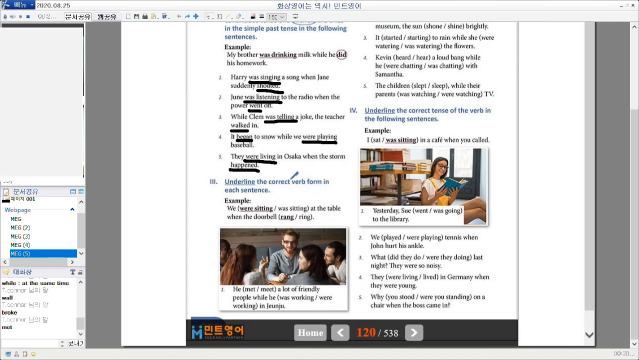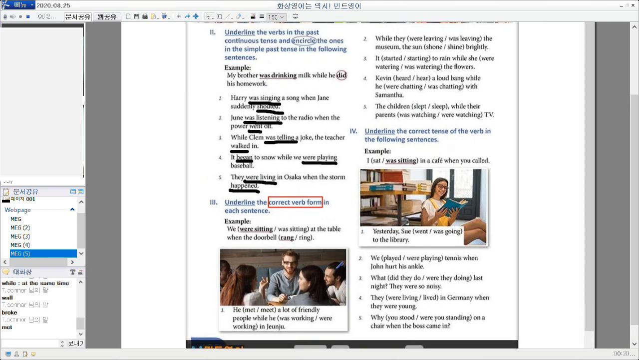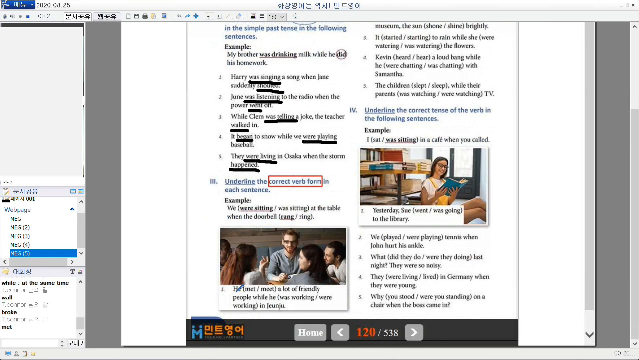Now, tell me the correct verb form in each sentence. Okay. Let's start with number one. He met a lot of friendly people while he was working in Jeonju. There you go. So he is singular. So your be verb should also be singular, right?